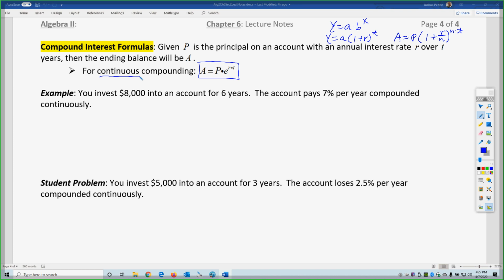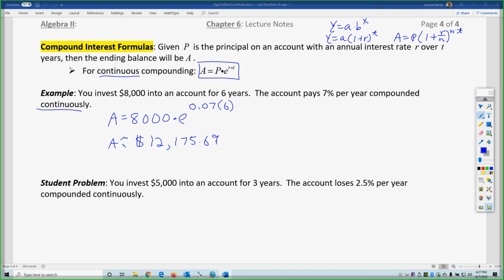So you invest $8,000 in an account for 6 years. So that's your principal amount. So A equals 8,000 times e to the rt. Well, how do I know this is an e one? Because it says compounded continuously. It's 7%, so 0.07, and t is 6 years. So A is approximately $12,175.69.